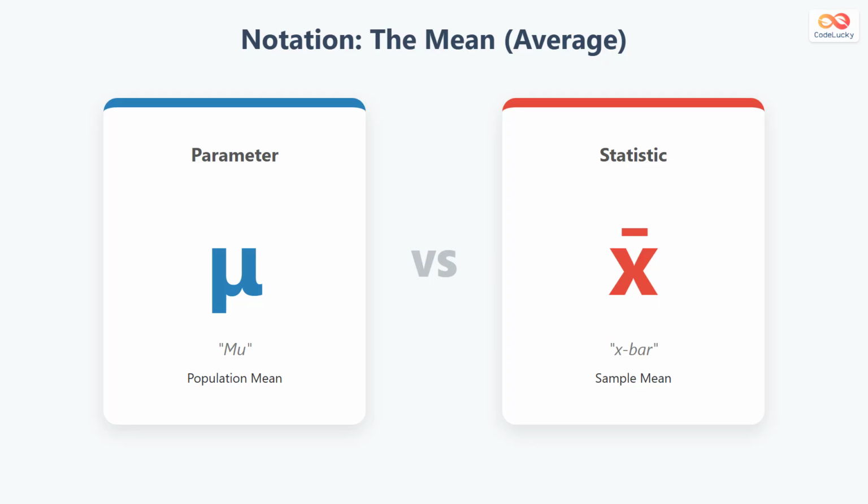Let's look at the specific notation for the mean, or average. If we are talking about the population mean, we use the Greek letter mu. It looks like a U with a long front tail. If we are talking about the sample mean, calculated from our data, we use x-bar. That is a lowercase x with a horizontal line over it.